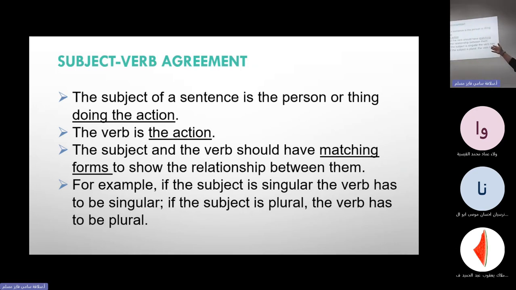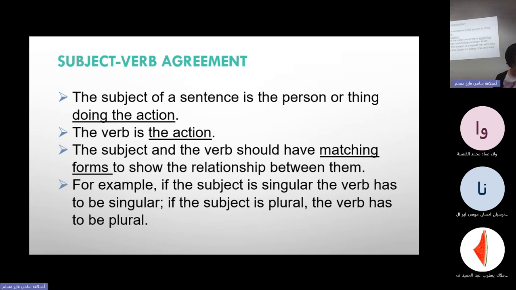So the subject of a sentence is the person or the thing doing the action. Right? This is what we know about the subject. The subject is the doer, the one who performs the action. Okay? The verb is the action itself. The verb is the action, the thing we want to do. Okay? Exactly. So the subject and the verb should match in form.